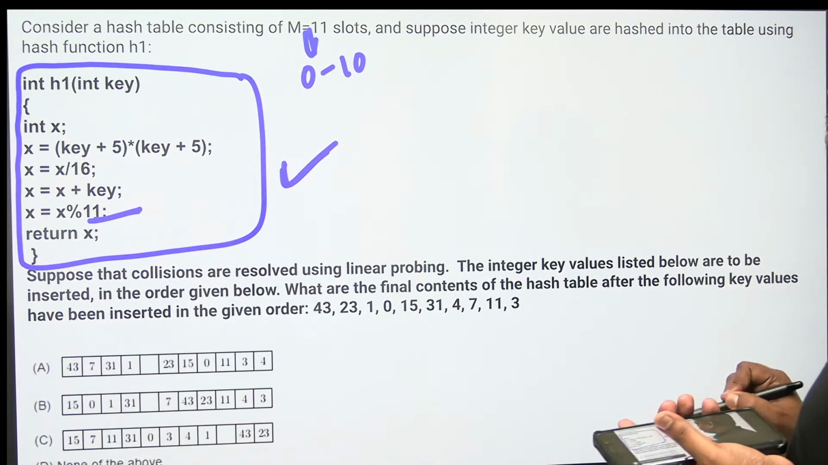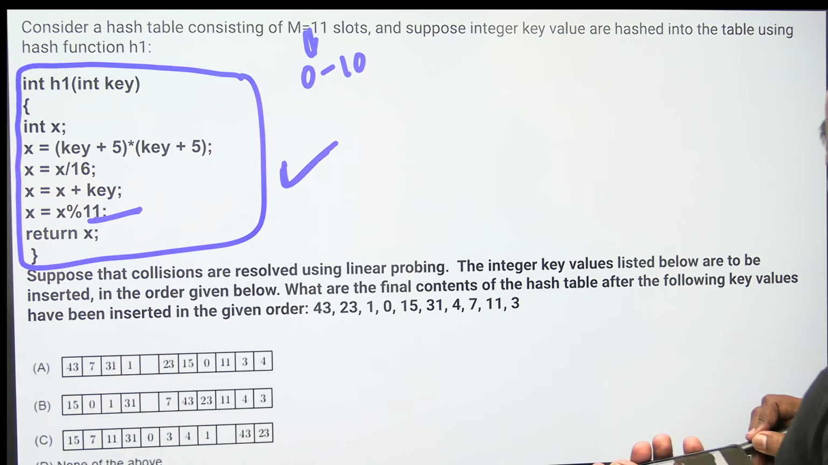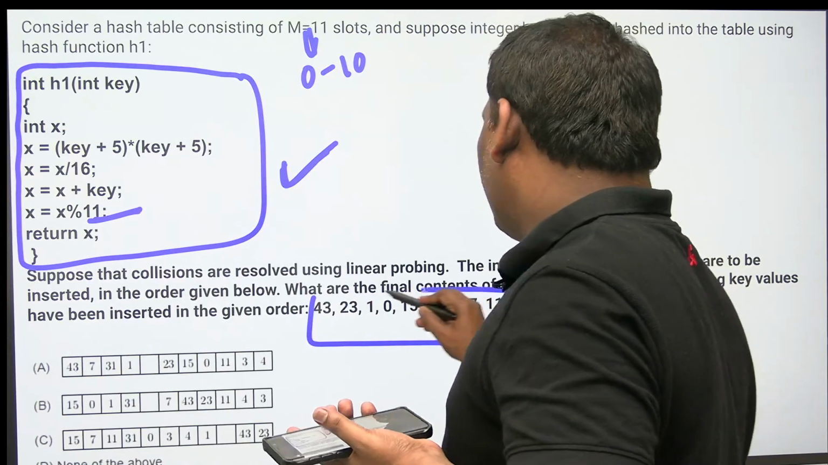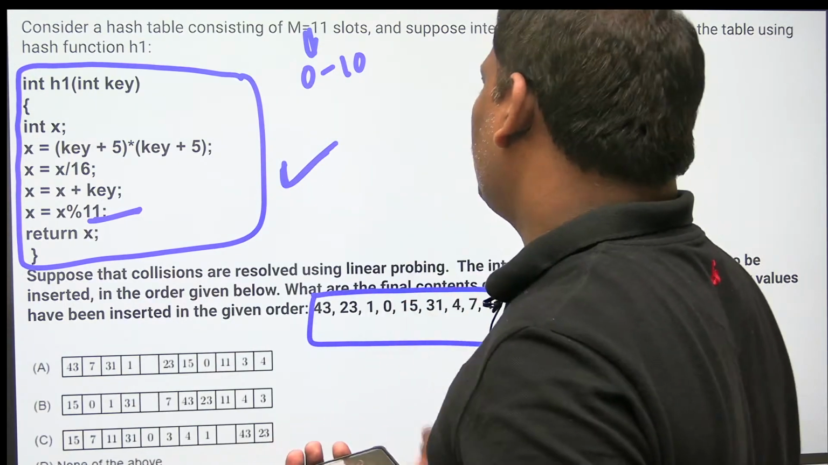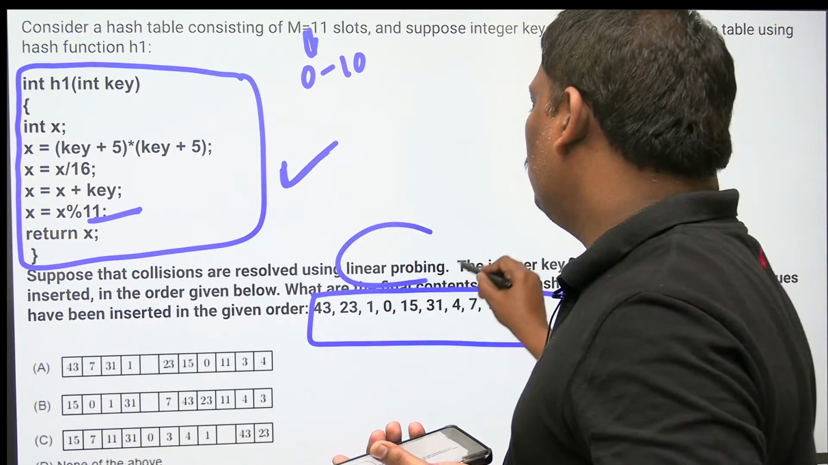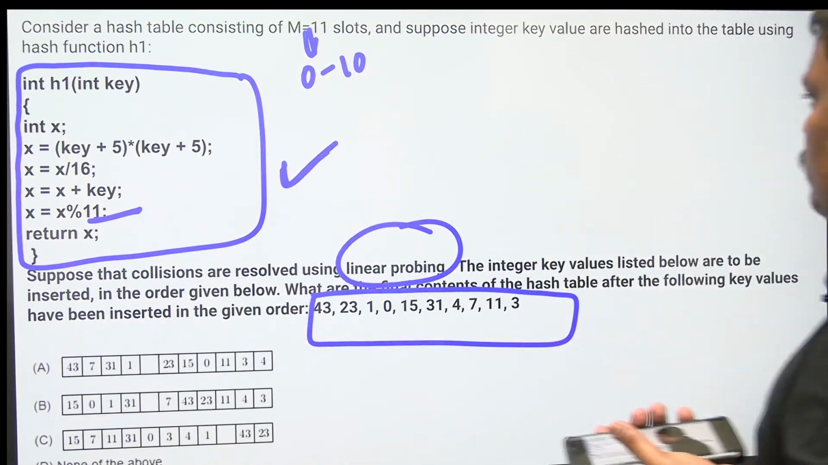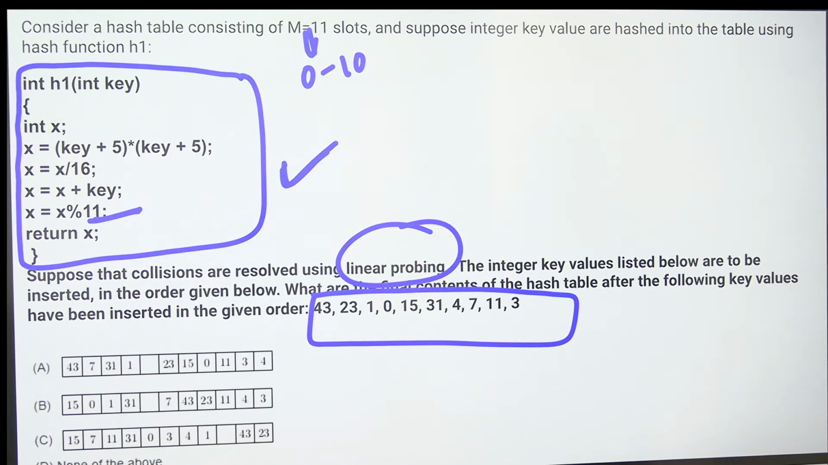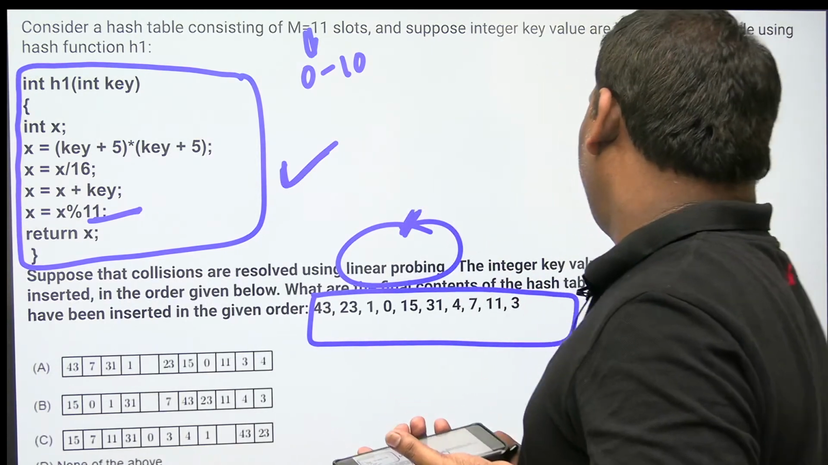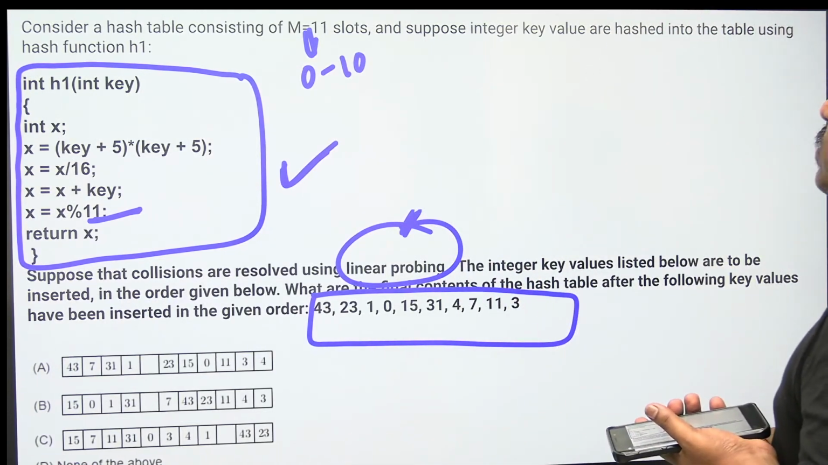For these keys, when you apply this hash function, at some point collisions may come. Collisions are resolved by using linear probing. And the hash function is also given.